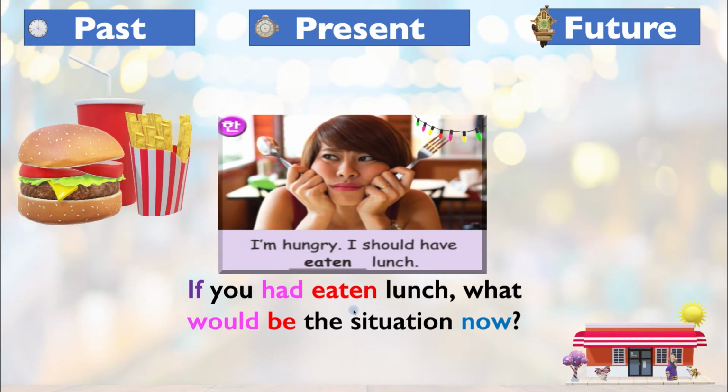So as it says, if you had eaten lunch in the past, what would be the situation now? So the if condition clause gives the past event, and then based upon what happened in the past, that's why I said had eaten lunch. What would you be like now? Yes. That is the answer.